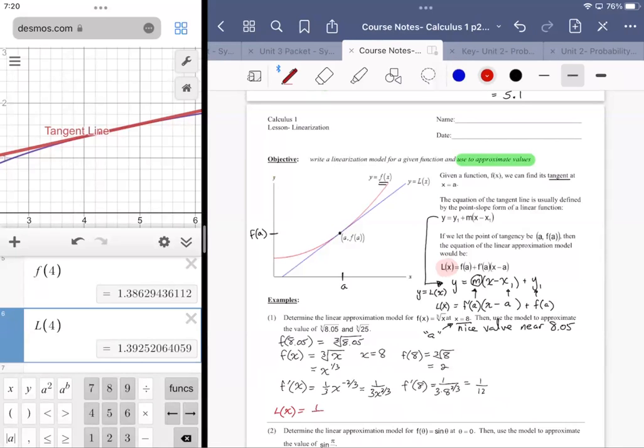But it's slope times x minus your nice value plus the y value corresponding with that nice value, which is 2. All right. So then finding the cube root of 8.05 and the cube root of 25 is easy. They said that we had to work with this nice value. This nice value is what I meant to circle emphatically. So we're stuck with that 8 for the 25, but it's saying find L of 8.05 and find L of 25.